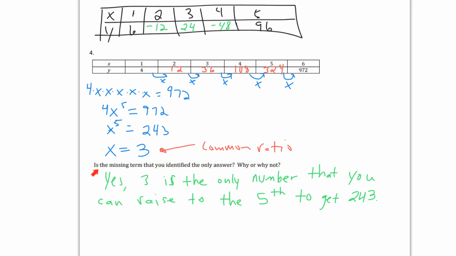The second part then says, is the missing term that you identified the only answer? And then yes, it is this time. The only number that you can raise to the 5th power to get 243 is 3.